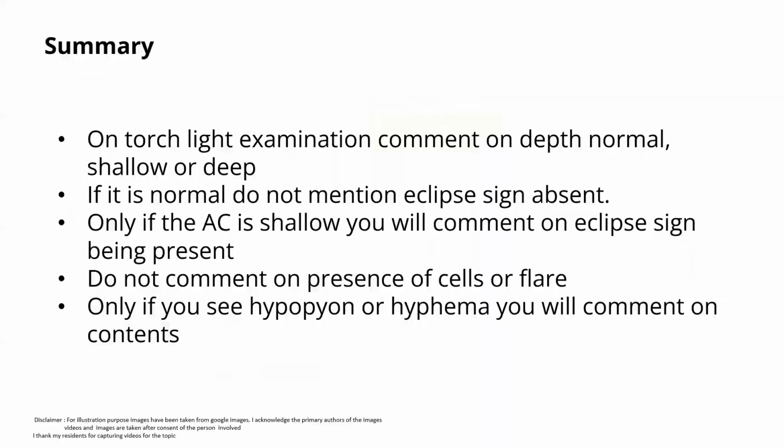So, in summary, on torchlight examination, you will comment on the depth, whether it's normal, shallow, or deep. If it's normal, just say it is normal. Don't comment that eclipse sign is absent. If you see an eclipse sign, then you say I see shallow because I see an eclipse sign. Do not comment about cells or flare on torchlight examination, and only if you see hypopyon or hyphema, you will comment on the contents.